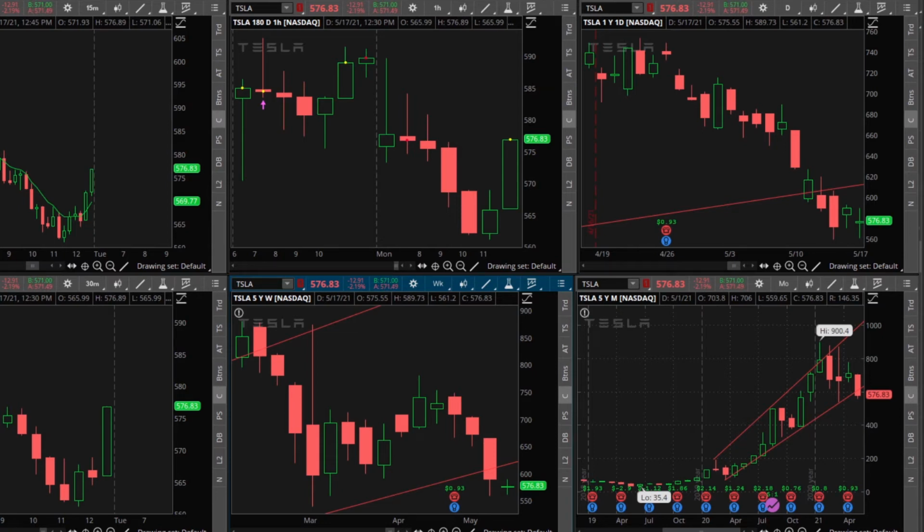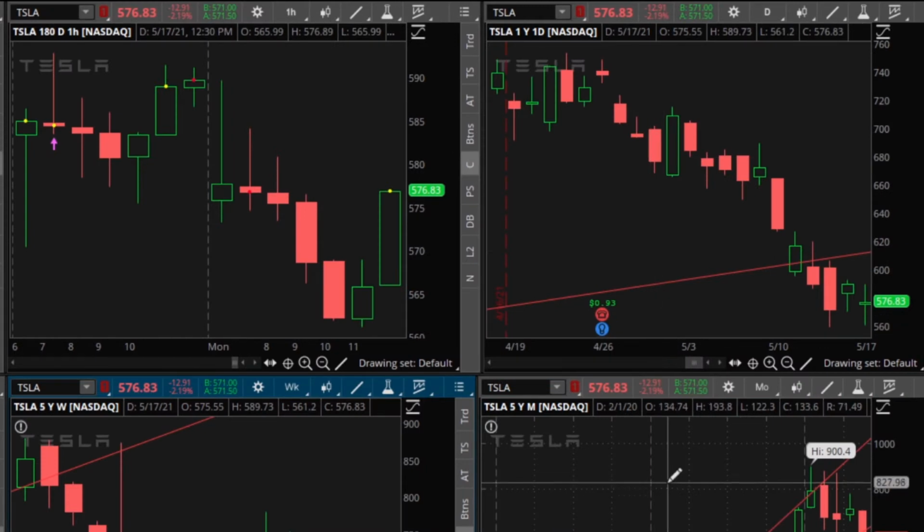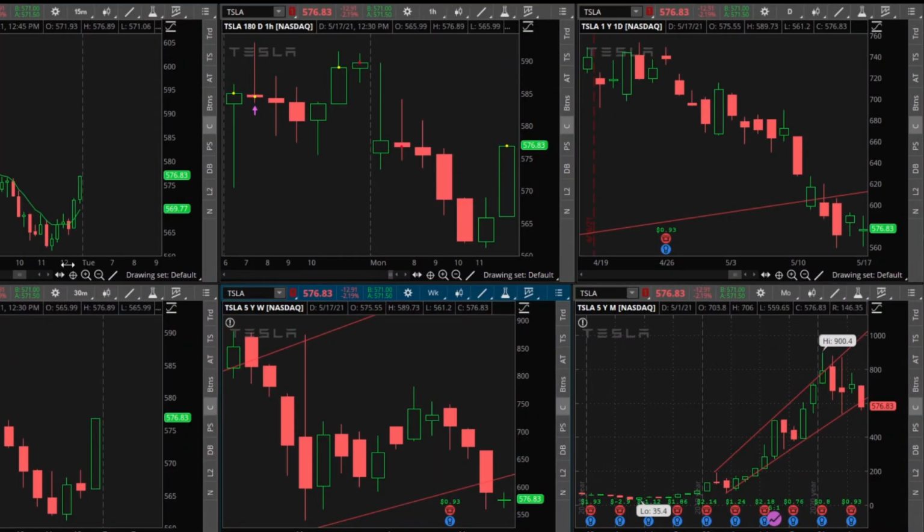We just got Tesla here. We're looking at Tesla here. This is how I've got my TOS, my Thinkorswim, my TD Ameritrade platform set up. This is just one of the screens I use. As you can see, I've got increments: 15 minute, 30, middle 1 hour, middle bottom week, daily top right, monthly bottom right. I like to see what's happening because I want to use time frame continuity.